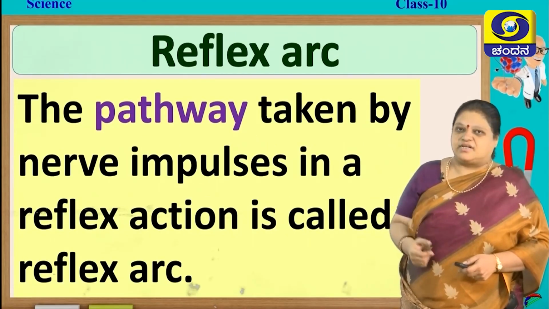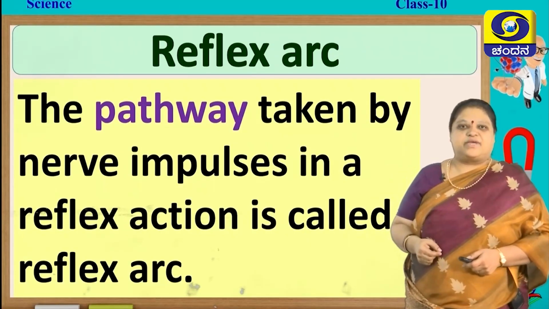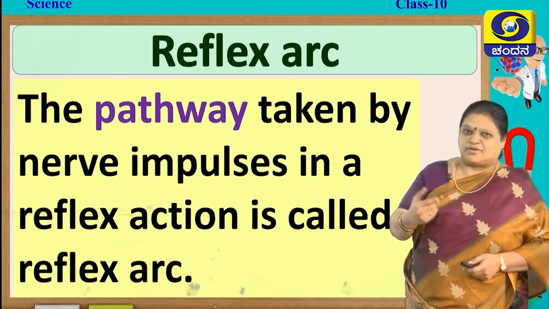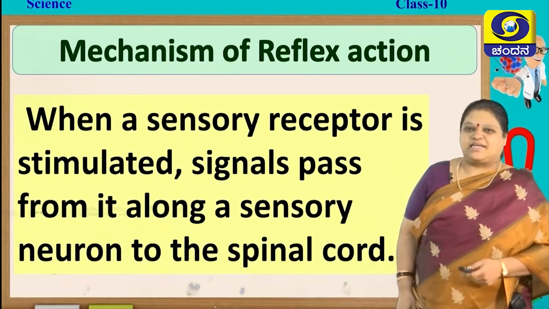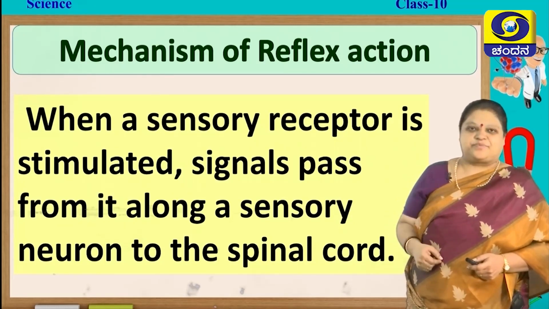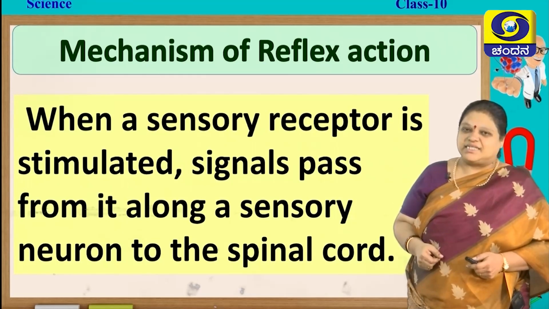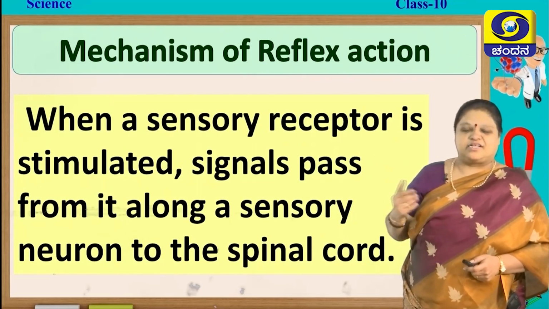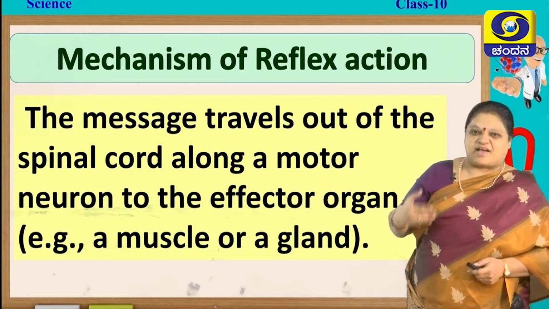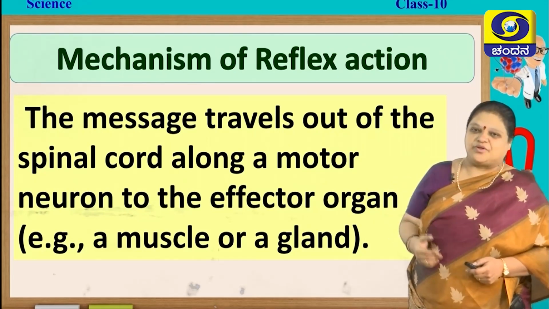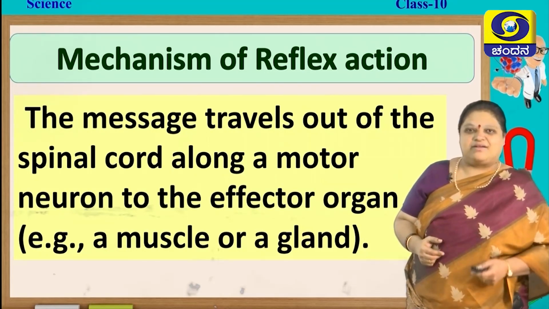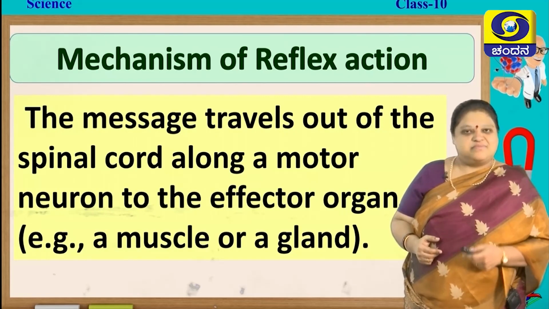So, write down, children, what is a reflex arc. The pathway taken by nerve impulses in a reflex action is called the reflex arc. Please make note of it. Now, let us see the mechanism of reflex action. Please write down. When a sensory receptor is stimulated, signals pass from it along a sensory neuron to the spinal cord. Next, the messages travel out of the spinal cord along a motor neuron to the effector organ, for example a muscle or a gland or the skeletal system, etc.